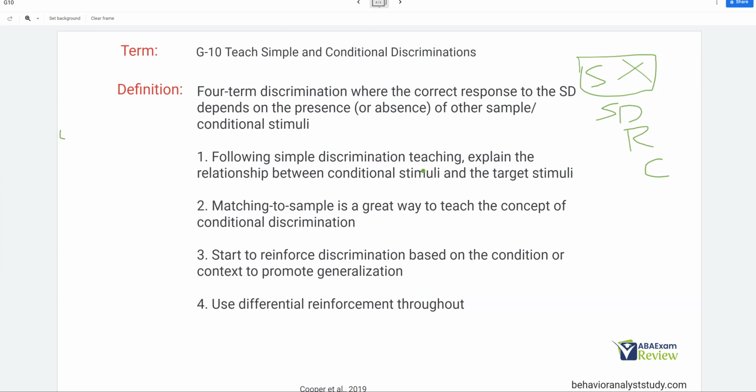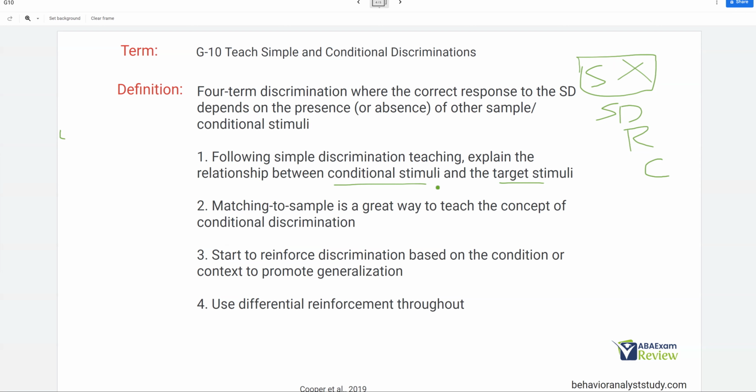We want to establish the association, explain the relationship between the conditional stimuli and the target stimuli. If there's a closet full of shirts and I tell my client, okay, we're going to wear the red shirt today, go grab the red shirt. Well, the additional stimulus is identifying the red shirt as the one we're wearing. And so the relationship is if I say we're wearing the red shirt and I tell you to go grab the red shirt, now you discriminating to the red shirt is conditional on me saying we're wearing the red shirt.